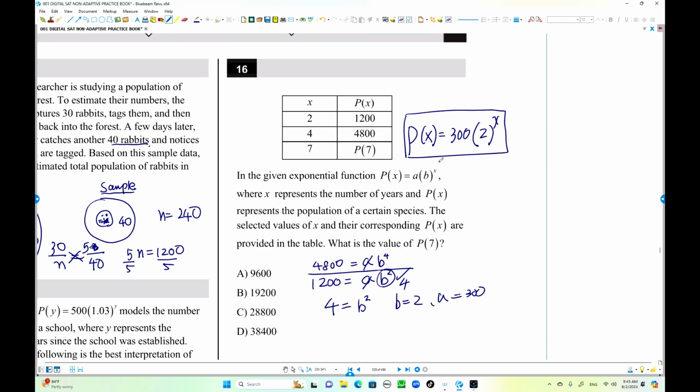Using this one, you can find P of 7, right? For this number, x equals 7 there. P of 7 equals how much? 300 times 2 to the 7. 2 to the 7 is 128. So when you multiply 128 and 300, 38,400, right? That's the answer.